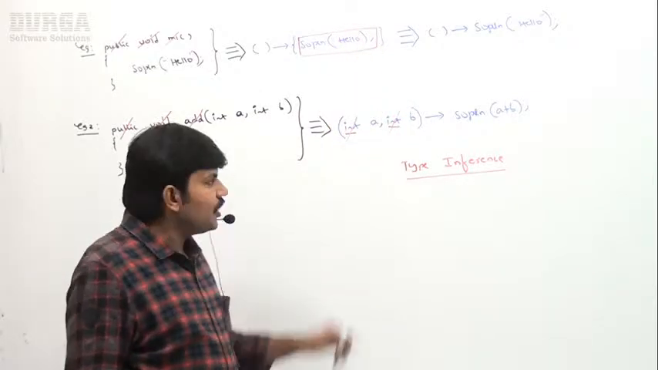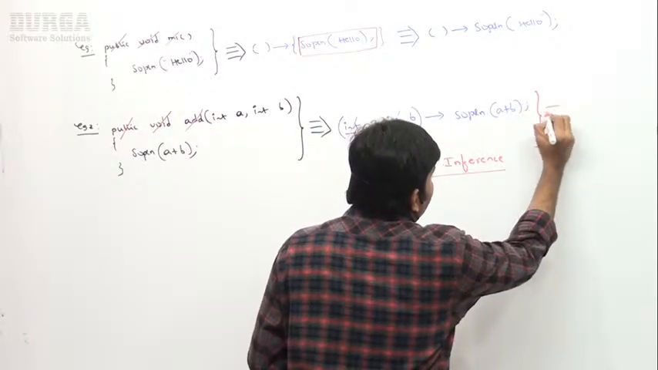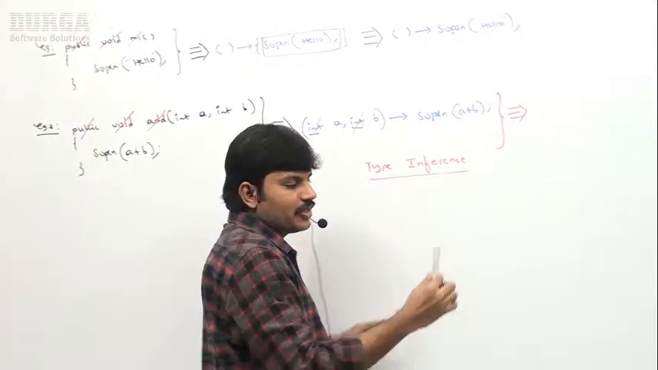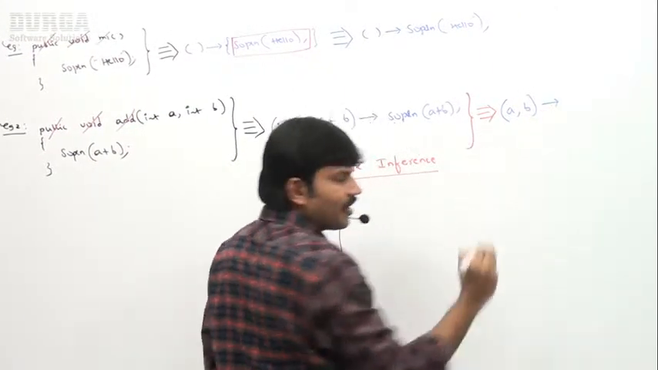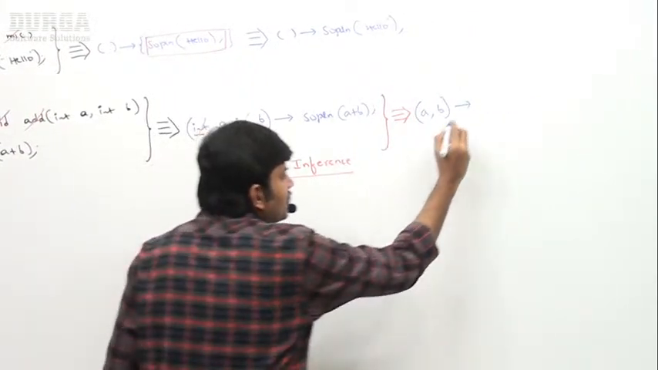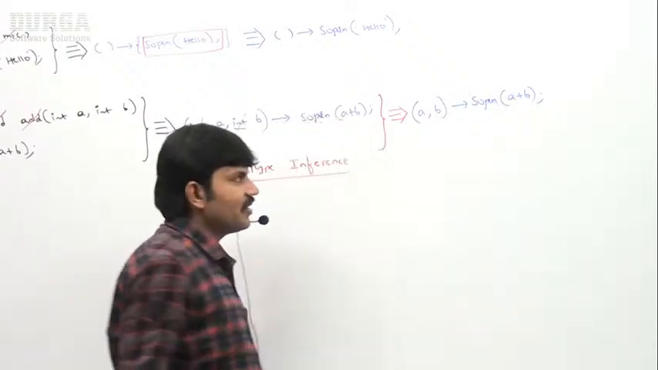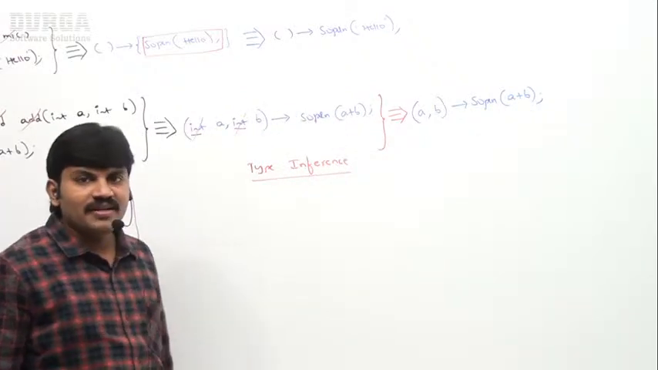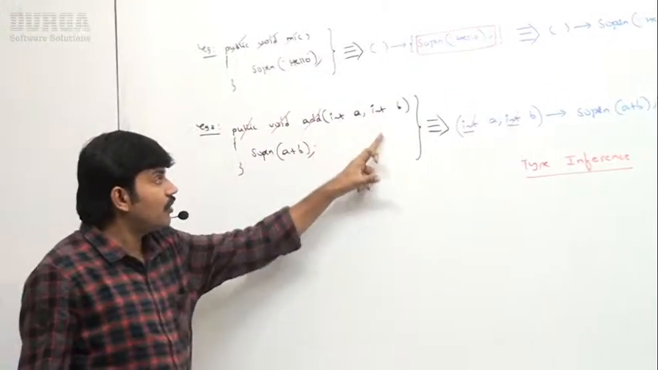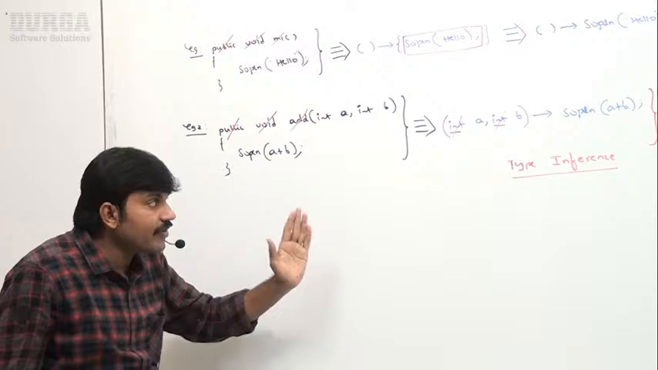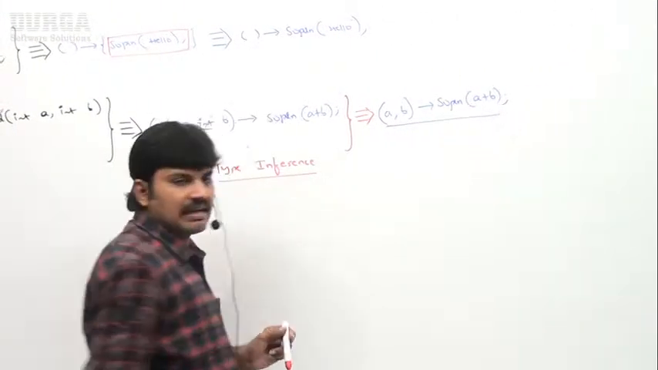So if I remove the types, what is the equivalent lambda expression, sir? Just observe this one. a comma b, arrow, System.out.println(a + b). Just observe, this is the method, sir. In the method, how much code did I write? A big code I wrote. But when I convert it into a lambda expression, how much code is there? Just only one line.